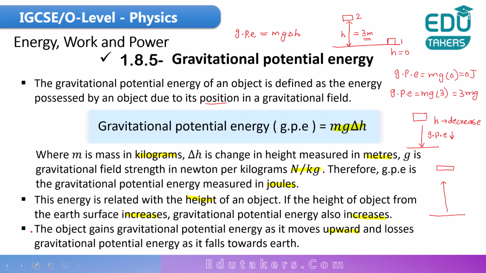So I can simply say that the object gains the gravitational potential energy as it moves upward and loses the gravitational potential energy as it falls towards the ground. As the object moves away from the Earth, the gravitational potential energy increases, and when the object is moved towards the Earth, in this case, the gravitational potential energy decreases because the height is decreasing.